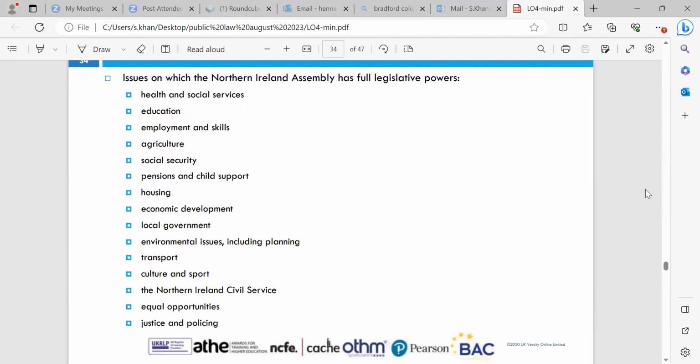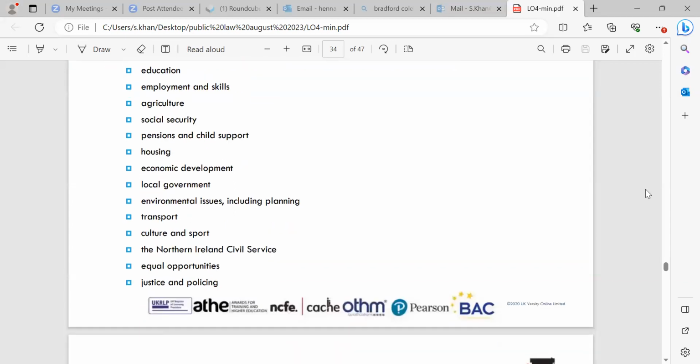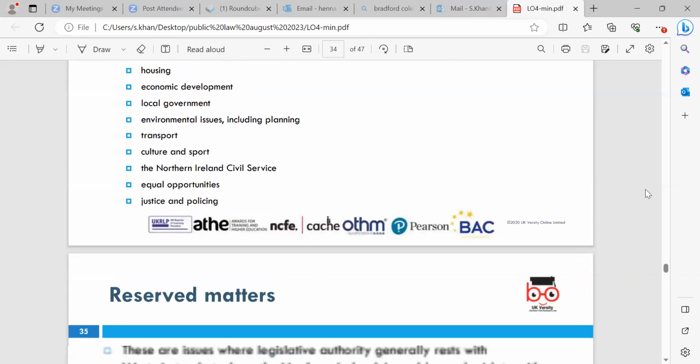Transferred matters, so issues on which the Northern Ireland Assembly has full legislative power. They have control over these areas: health and social services, education, employment and skills, agriculture, social security, pensions and child support, housing, economic development, local government, environmental issues including planning, transport, culture and sport, Northern Ireland civil service, equal opportunities, and justice and policing.